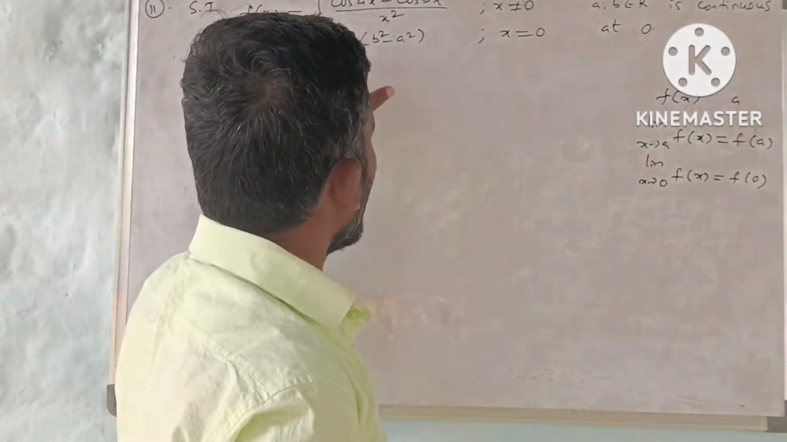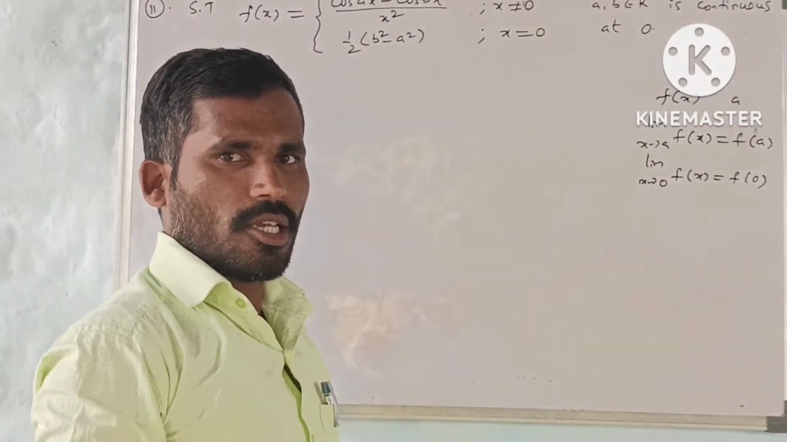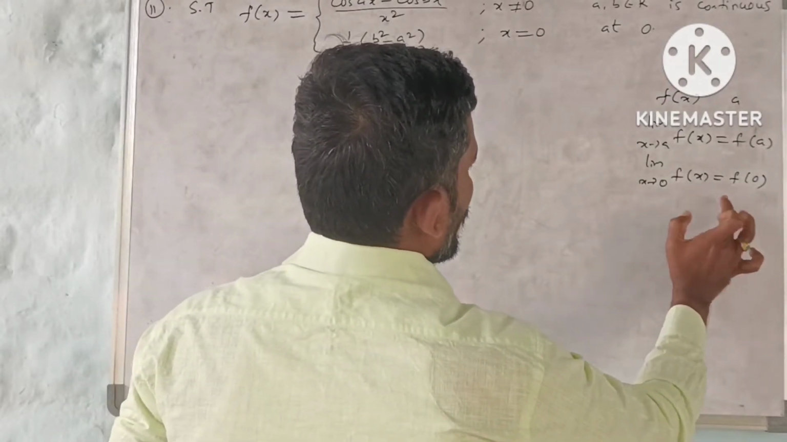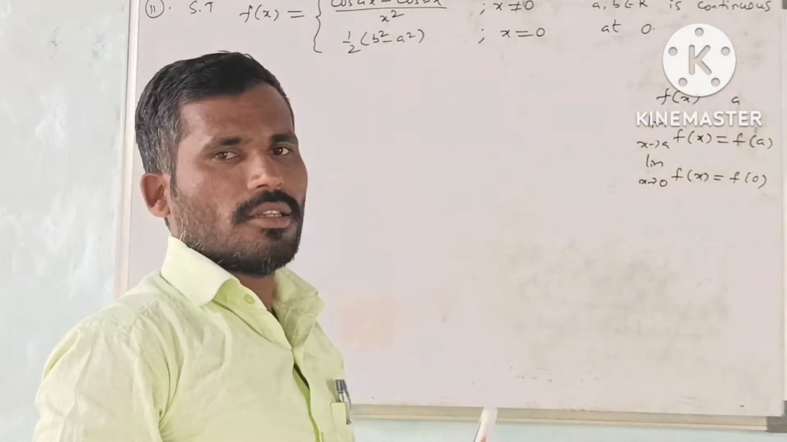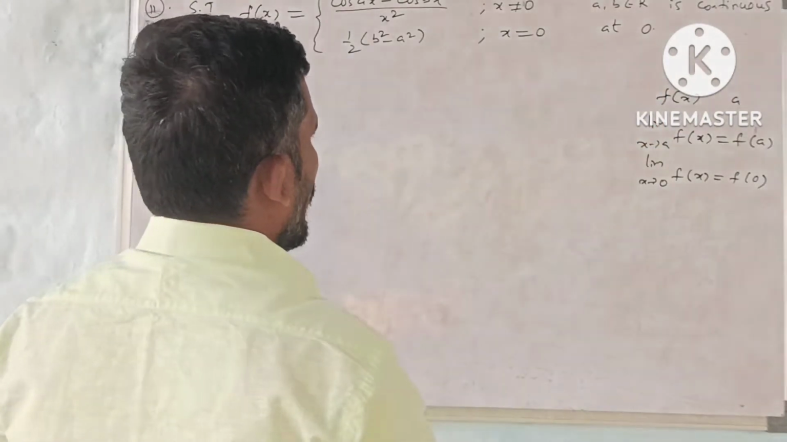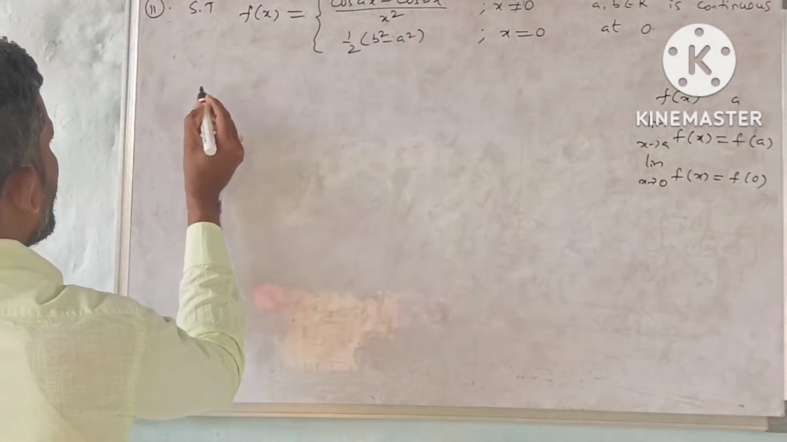So this is 1 by 2 of b square minus a square. Only when these two are equal is the given function a continuous function at the given point. So for that I am taking the given one.